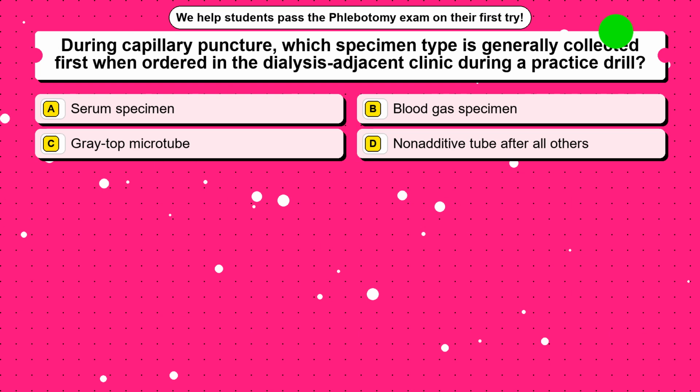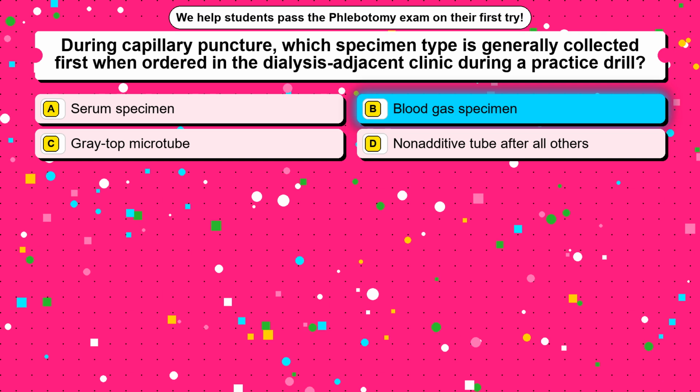Question 45. During capillary puncture, which specimen type is generally collected first when ordered in the dialysis adjacent clinic during a practice drill? Option A, serum specimen. Option B, blood gas specimen. Option C, gray top microtube. Option D, non-additive tube after all others.